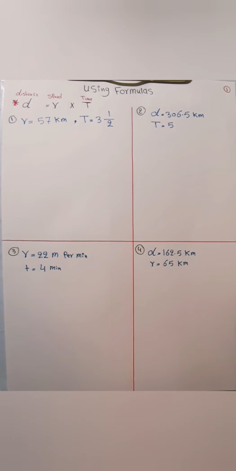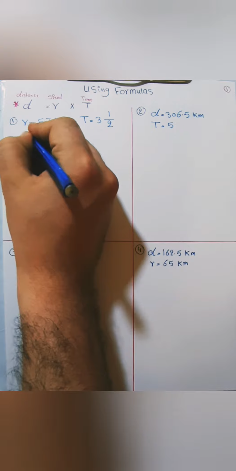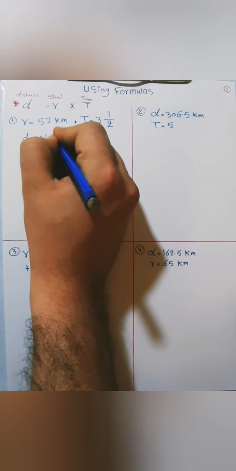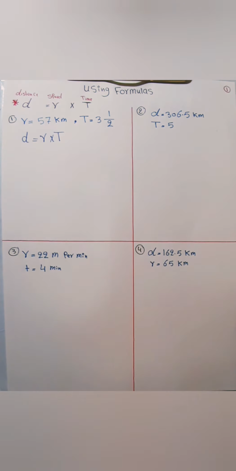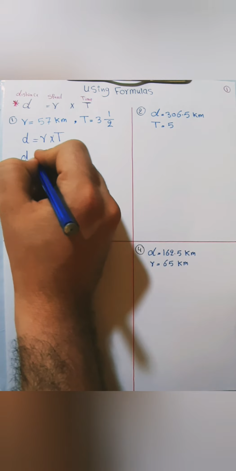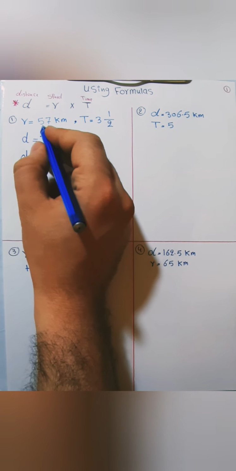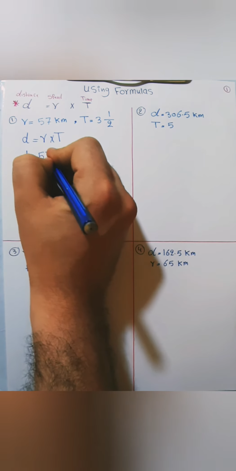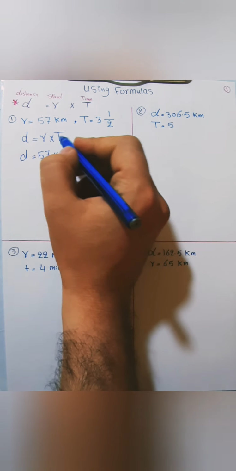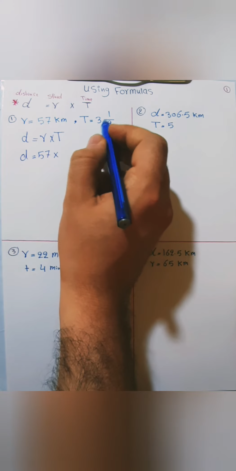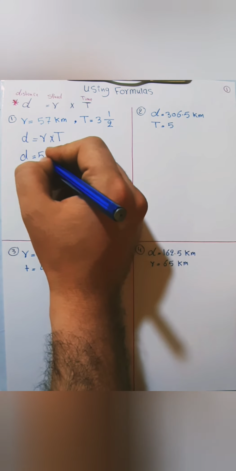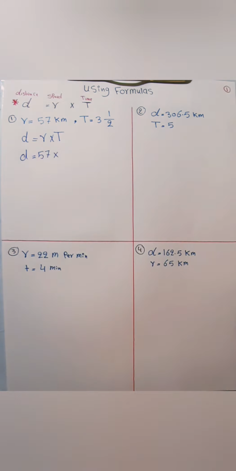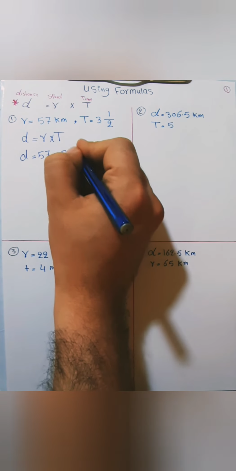So for finding the distance, the rule is d equals r times t. So d equals, we have to write 57 instead of r, 57 times, time is 3 and 1 out of 2, so we have to multiply 57 by 3 and 1 out of 2.